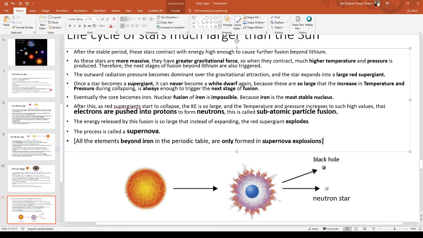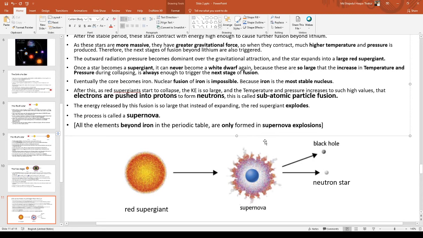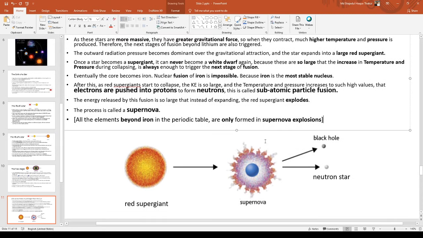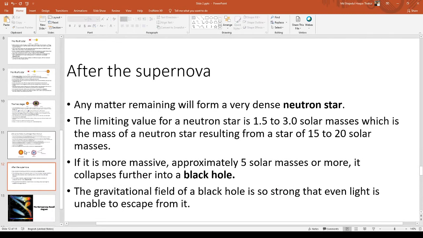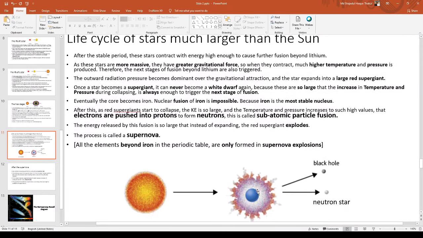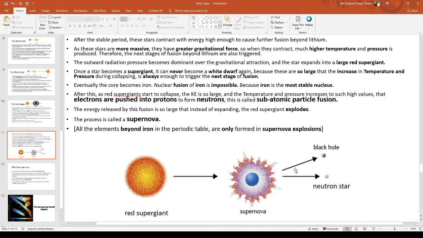Now, what happens after supernova? Black hole and neutron star. We will study that next class. Okay, any questions for this class? I'll end it here after answering your questions.